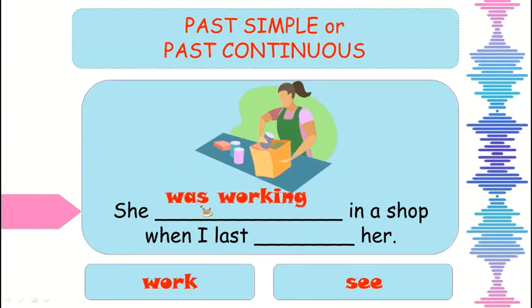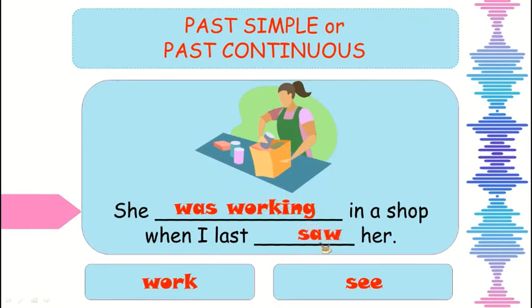So she was working in a shop, so this is the long action, so it comes in the past continuous. She was working in a shop when I last saw her. When I last saw her, this is the short action, so I use here the past simple, and this is the long action, I use the past continuous. Of course "when" always comes before the short action.